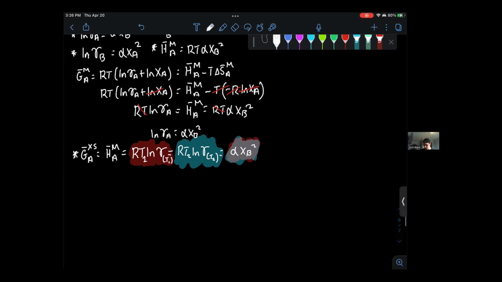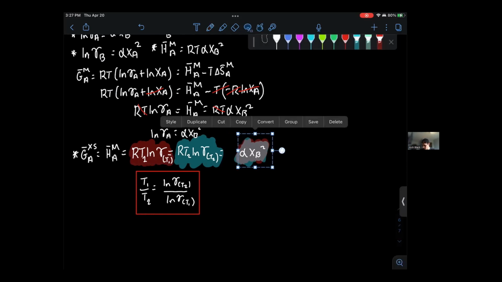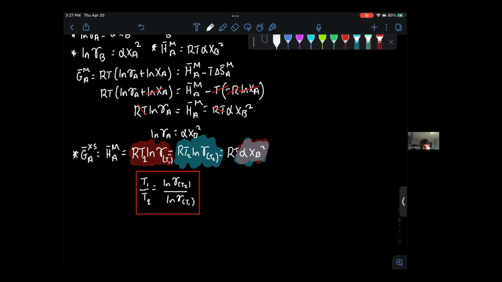So what we can say now is T1 over T2 is going to be equal to ln gamma at T2 divided by ln gamma at T1. There's a relationship between gammas at different temperatures due to the alpha term being constant. Sorry, and if we're talking about enthalpy, I should have put RT here.